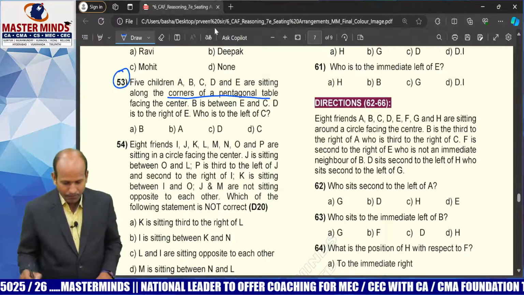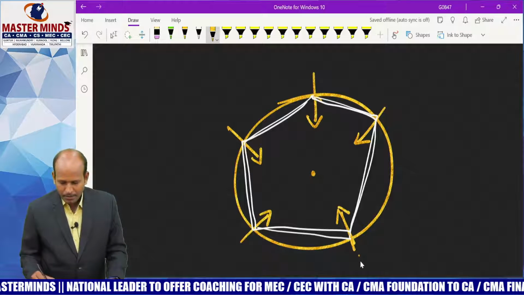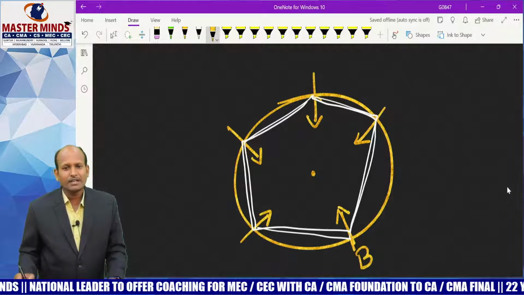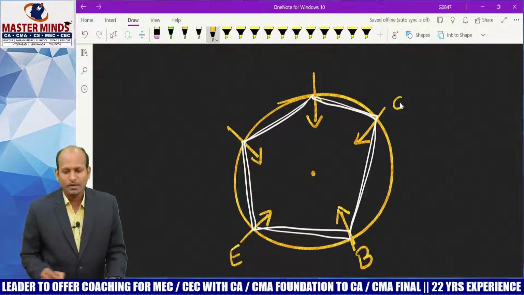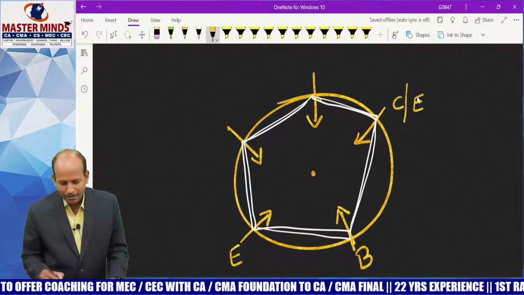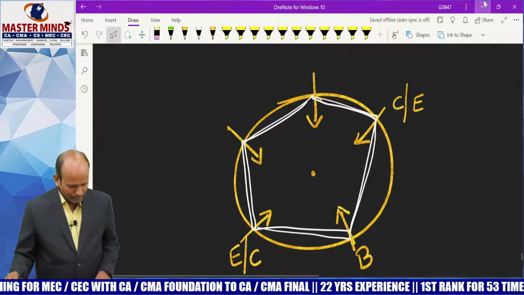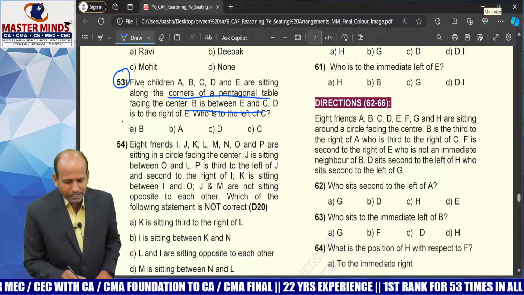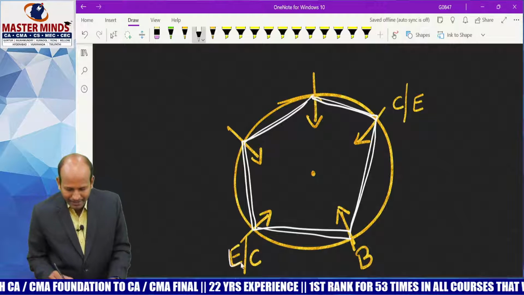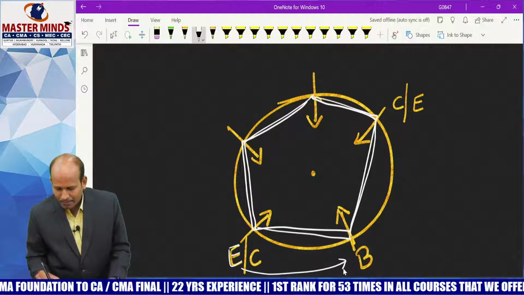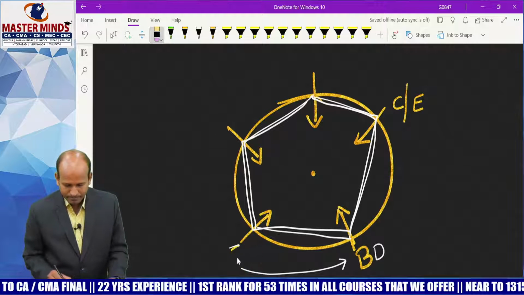First condition. B is between E and C. B is between E and C. Suppose it is B, B is between E and C. E on the left side and C on the right side is one possibility. E on the right side and C on the left side is another possibility. Next. D is to the right of E. D is to the right of E. E's right side means this place belongs to D, but it is not possible.